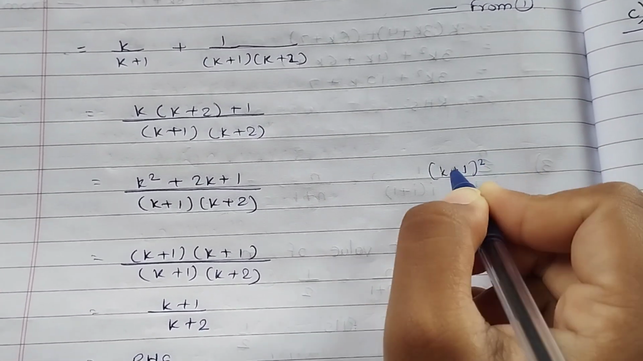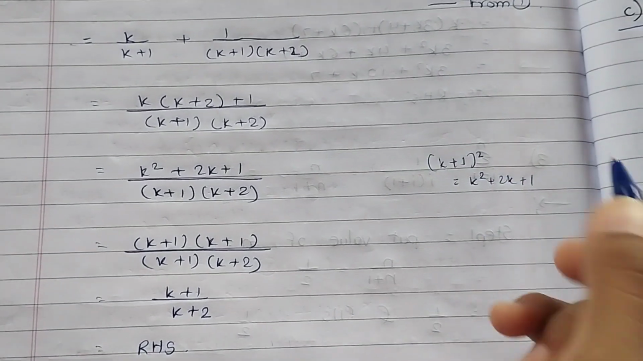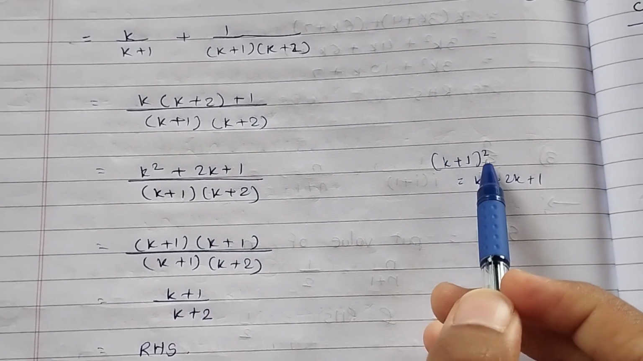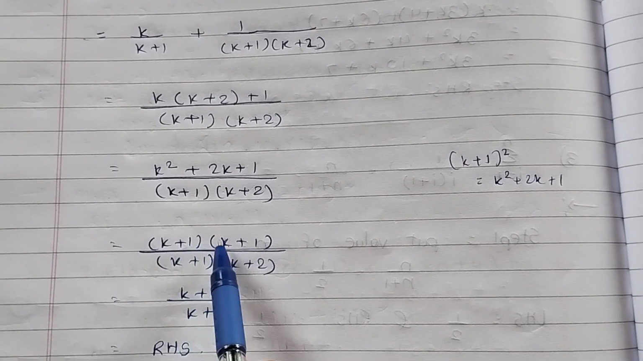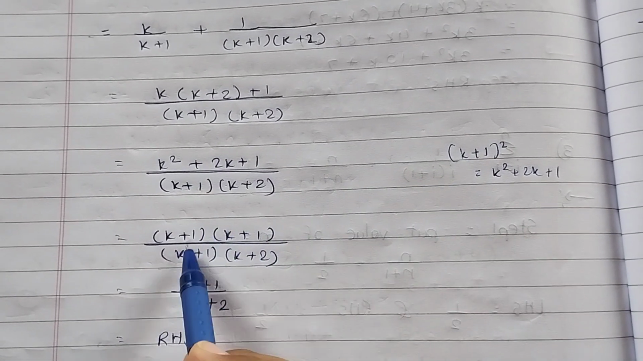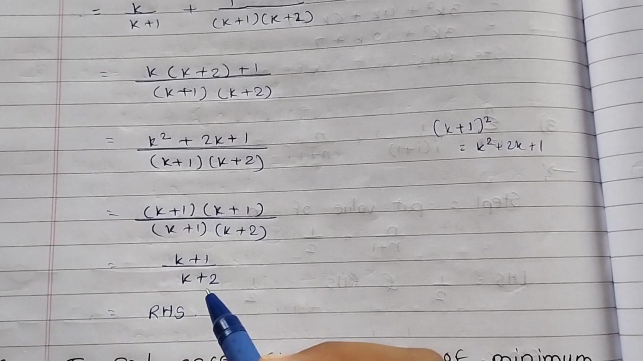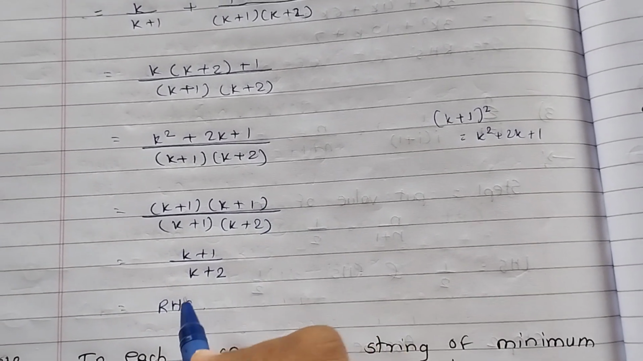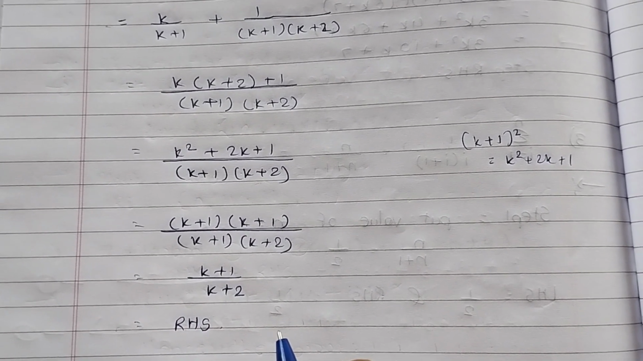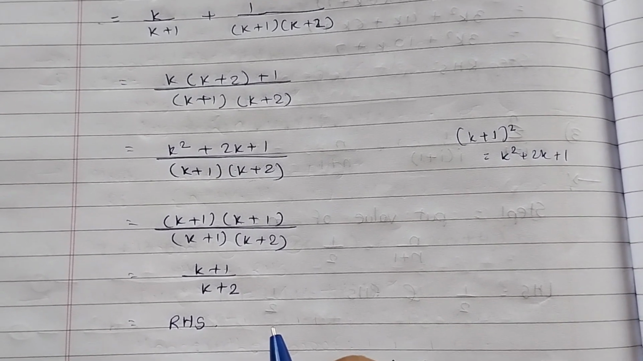This is the same k square plus 2k plus 1, so we write k plus 1 square, which is k plus 1 into k plus 1. Now k plus 1 gets cancelled and we get the RHS, k plus 1 upon k plus 2, so LHS is equal to RHS. I hope you all get an idea of how we prove any equation by using these three steps.